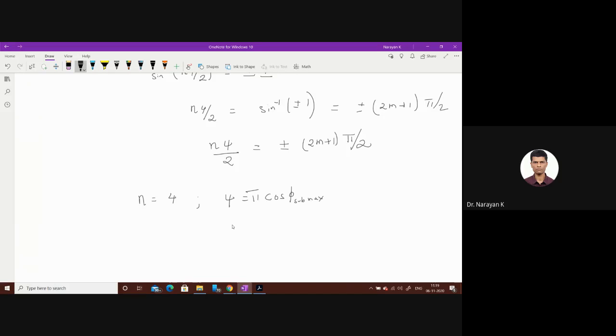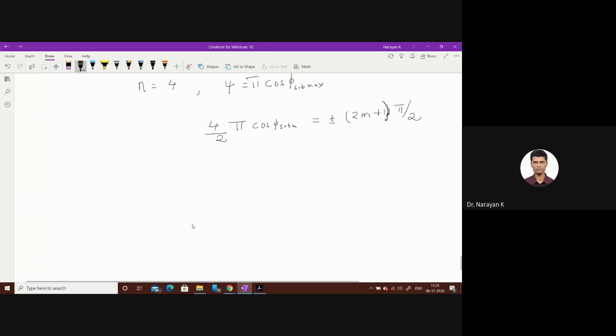Got it? Yes, sir. Once you work out these problems one or two times, then you will understand. See, again you need to work out. That's why I'm working out with you instead of reading from the notes. So this is the phi of subsidiary maximum, that is equal to plus minus 2m plus 1 pi by 2.